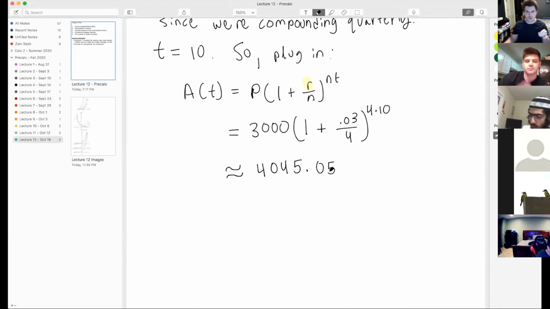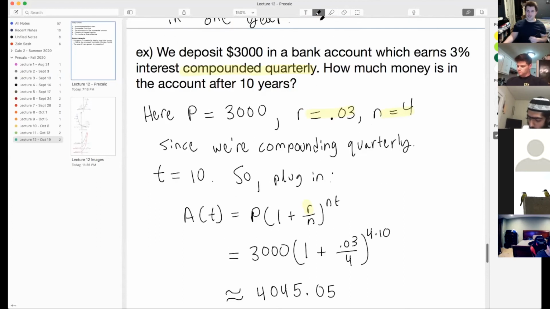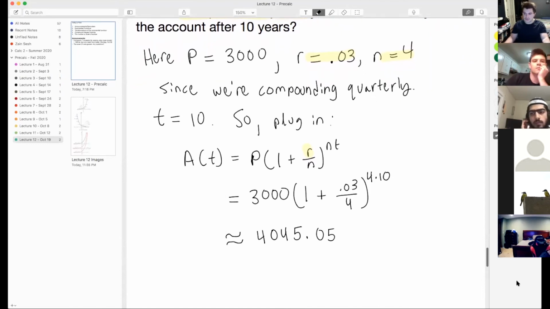There will be a homework question on this. However, on the homework, you will be solving for P. I will give you A, R, N, and T, and I want you to find P. So you'll see that on the homework. It'll be slightly different, but that shouldn't be that bad. Any questions on this compound interest formula? I think it can be pretty useful in the real world, so it's good to bring it up.